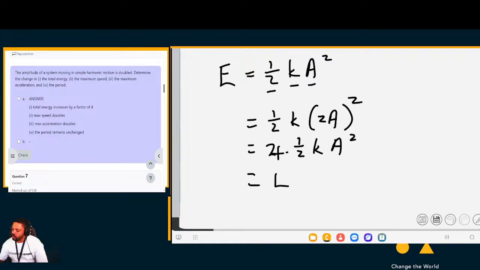So it is just 4 times the energy. So the total energy quadruples. If we double the amplitude, the total energy quadruples, because energy is directly proportional to the square of the amplitude. You could have seen this straight off the bat without using actual formulas, but I prefer this way. So this is what happens to the energy. It quadruples. The energy increases by a factor of 4.